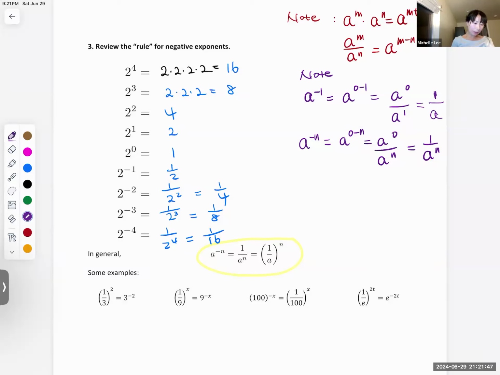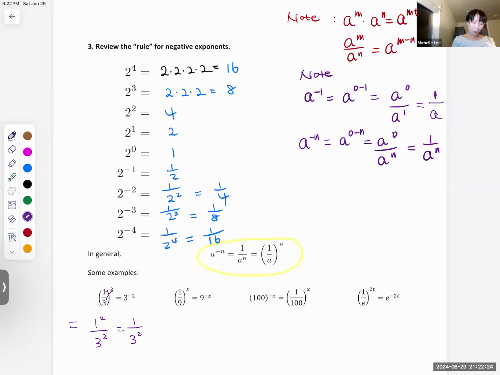So that means 1 over 3 to the second power. Also, we can express the power like that, right? So 1 squared over 3 squared. 1 squared means just 1, so 1 over 3 squared, right? Then we can express it as 3 to the negative 2 because we have this one, right?